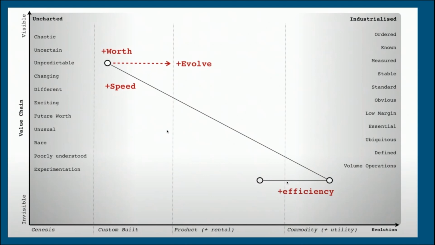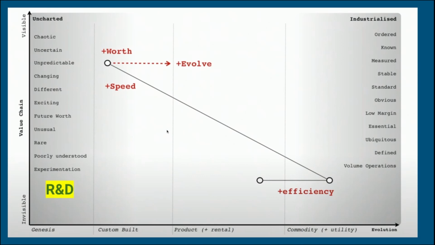And so the lower order objects support the creation of higher order objects. And in particular, as they move to the right and become highly stable, standard, obvious, low margin, their very standardization and lack of expense makes it feasible to start building these higher order objects, and thus products evolve.